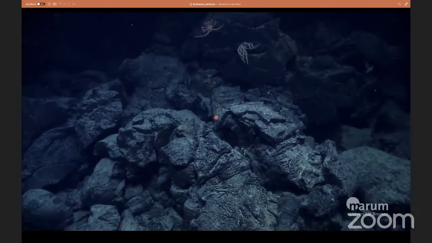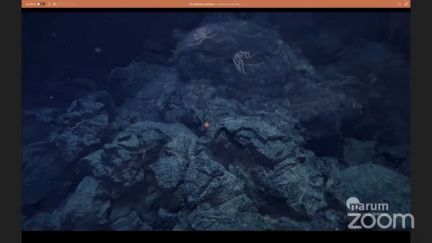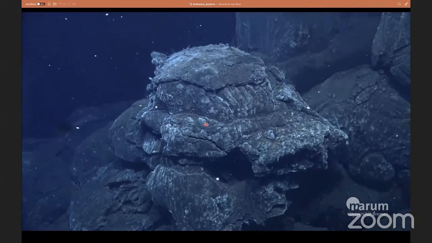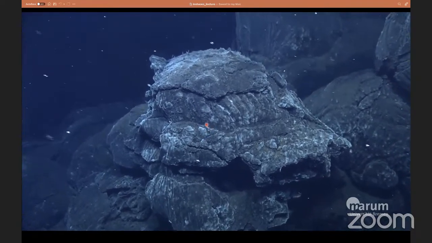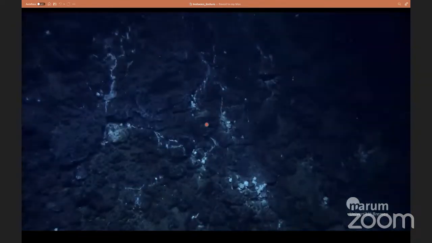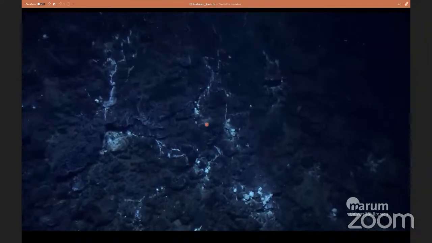So what you see here are actually pillow basalts, and these are fresh lava being erupted out of the seafloor. All of these white spots are bacterial mats living off the fluids coming out of the rock.